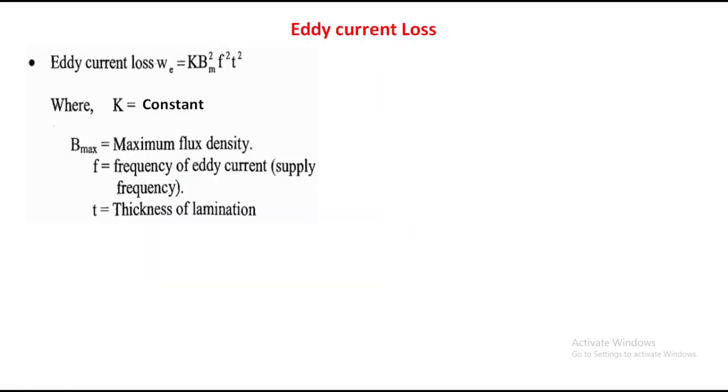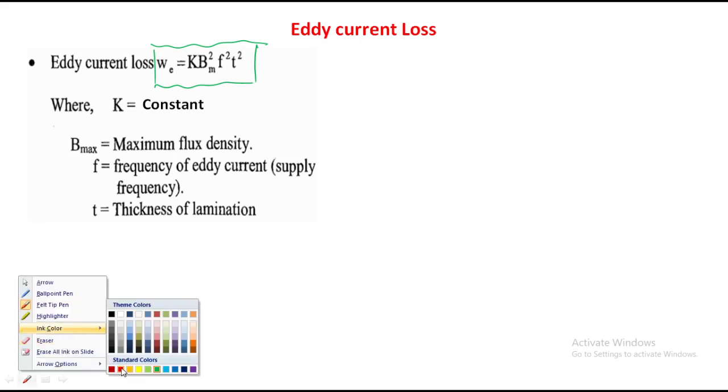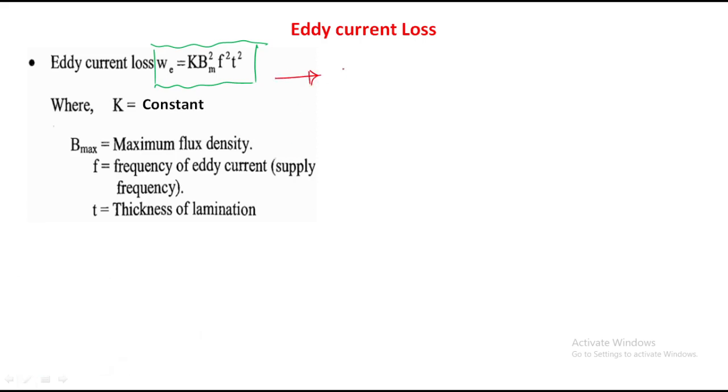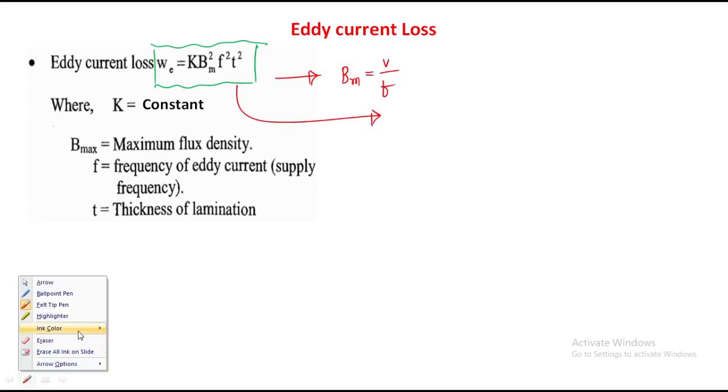Next, coming to eddy current loss, this is the empirical formula for the eddy current loss: K into Bm square into F square T square. Here the value of Bm is proportional to V by F. From this, what is the derivation?